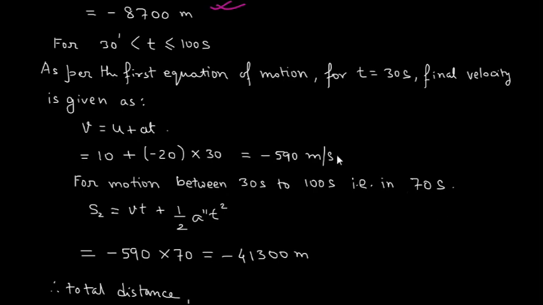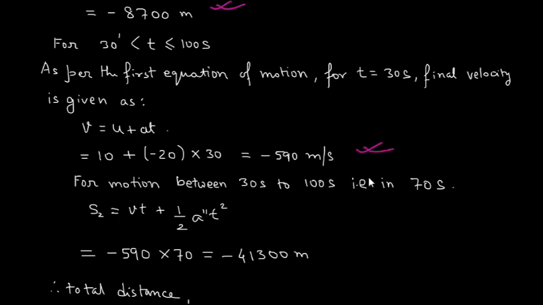So for t greater than 30 and less than 100 seconds, as per the first equation of motion, t is equal to 30 seconds. Final velocity is given by v is equal to u plus at. Put the values, we get minus 590 meter per second.